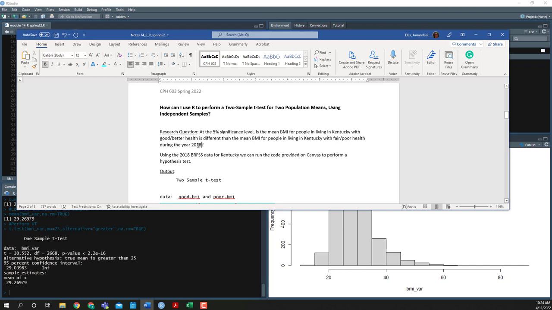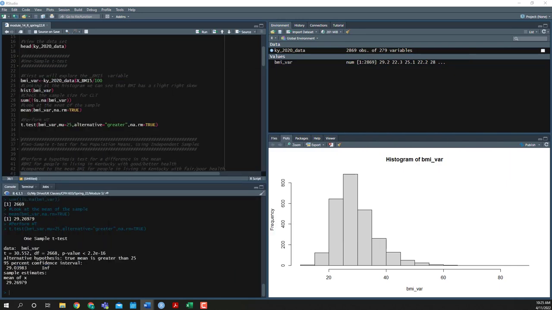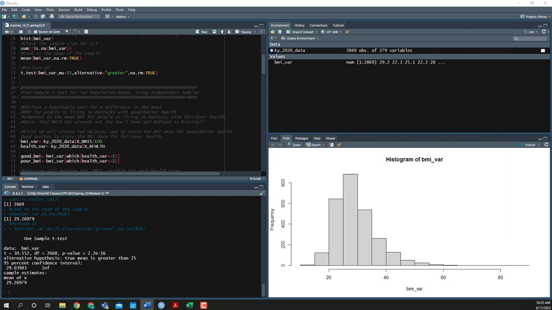So the 2-sample t-test that we're going to be looking at here is, and I'm just making a slight correction here, this will be corrected on your version, at the 5% significance level, is the mean BMI for people living in Kentucky with good, better health different than the mean BMI in people living in Kentucky with fair, poor health during the year 2020? So again, we can use R to help us perform this hypothesis test.